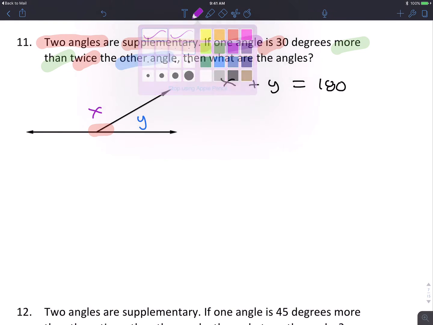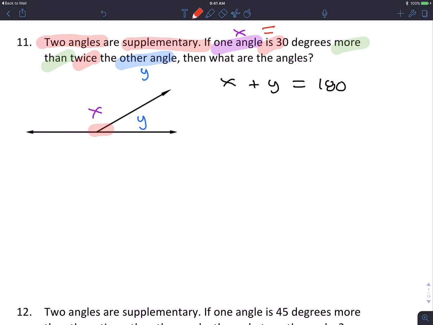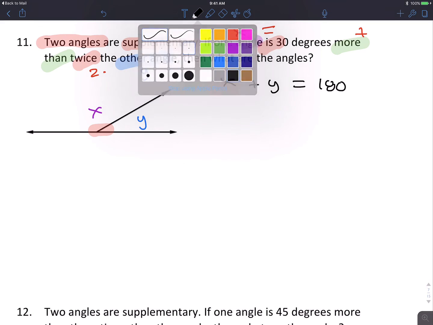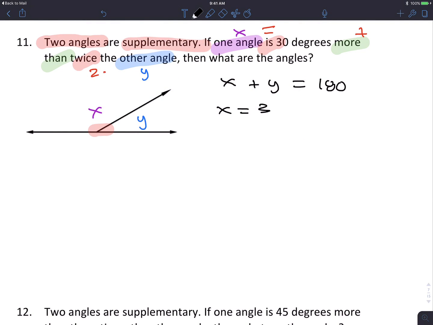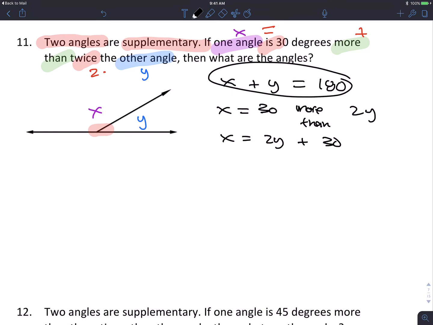So let's go back now and put everything in. Here's the x. It's called one angle. The other angle is in blue. Here's my y. Now we have equals 30 degrees more than, well, that's addition. And twice, that's 2 times. So let's put this together here. We have x is 30 degrees more than twice the other. Again, this switches. x will be 2y plus 30. First equation and your second equation.